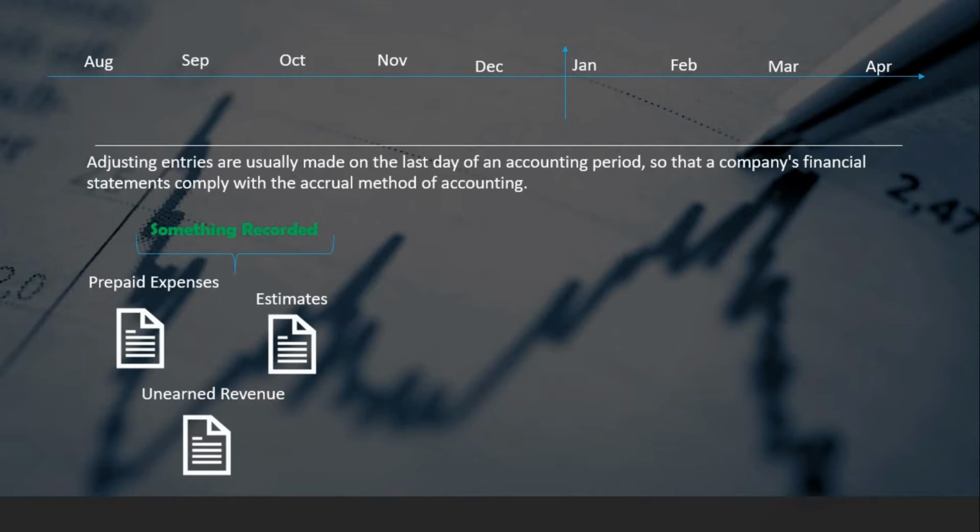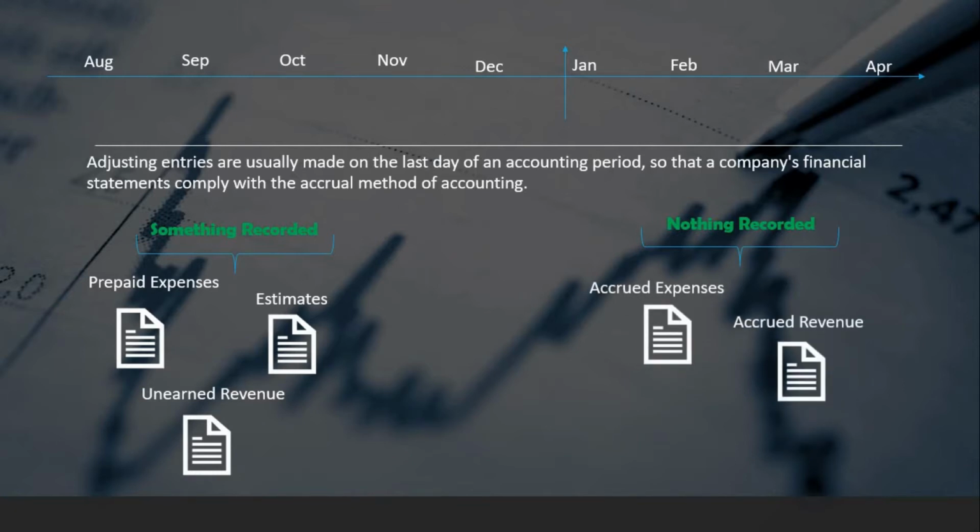And the second category is nothing recorded. That means if an adjusting entry deals with nothing, then we have a case where nothing is recorded in the general ledger, but we are certain that revenue or expenses are accrued and the entry is to be accounted in the current year. Accrued expenses and accrued revenue are the 2 types in this category.